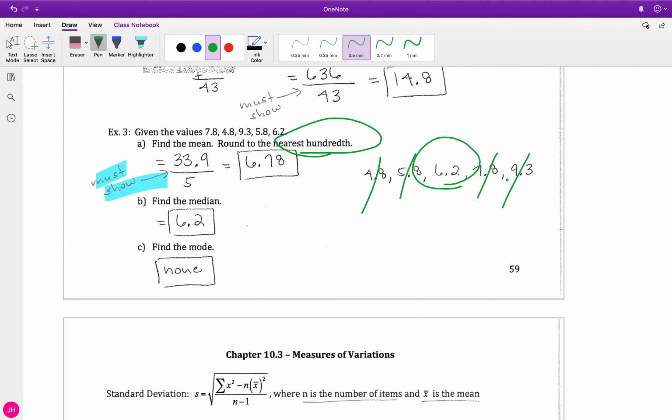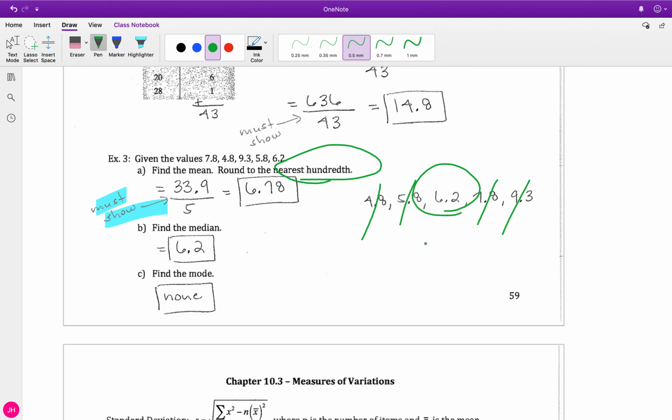And if I look at this list, there is no mode. No number is repeated at all. So this one has no mode.